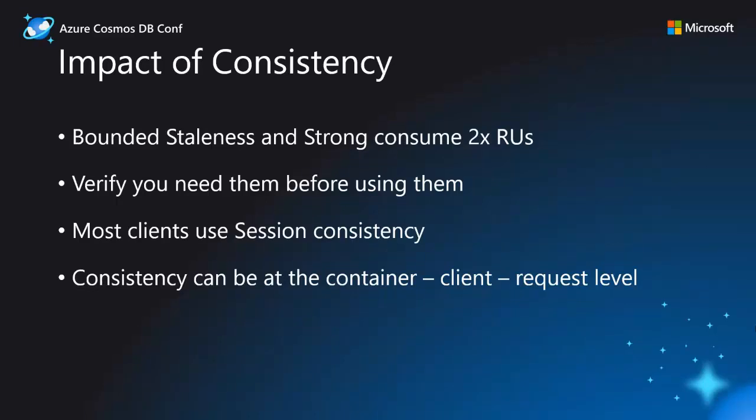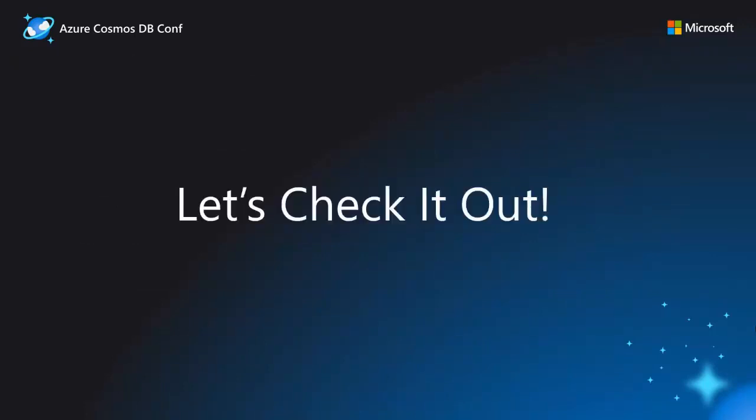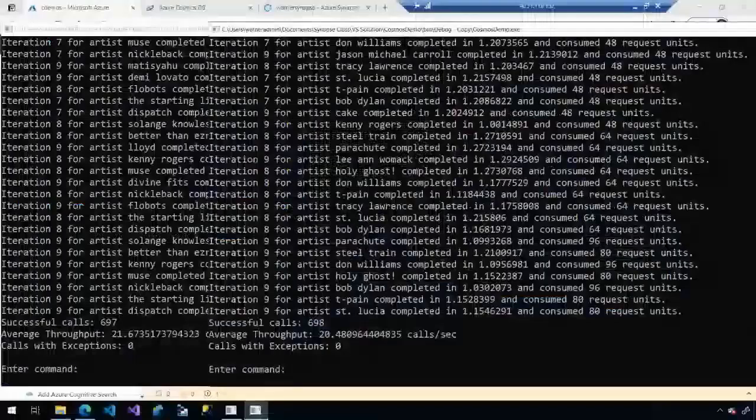Most clients use the session consistency, which basically says that you will be able to immediately read your own writes in your own session. And keep in mind, consistency can be at the container level. It can be at the client level. You can even override it with the SDK at the specific request level. So you have lots of flexibility to really make sure that you're using the consistency level that you need for your specific operation. So let's check that out as well real quick.